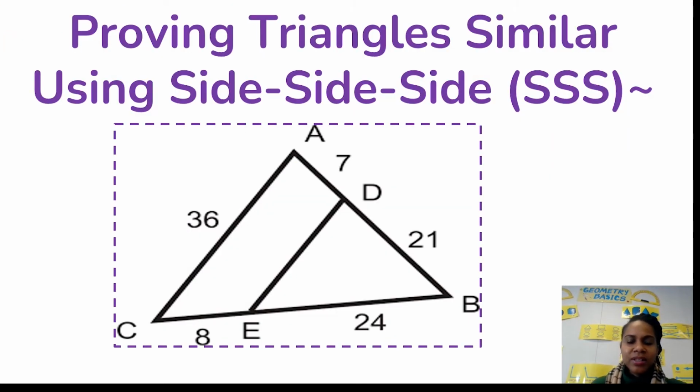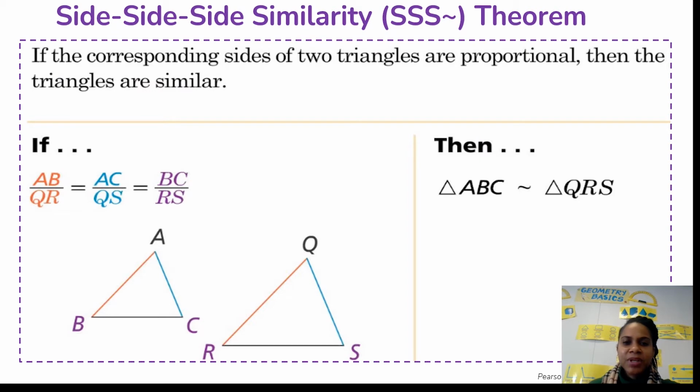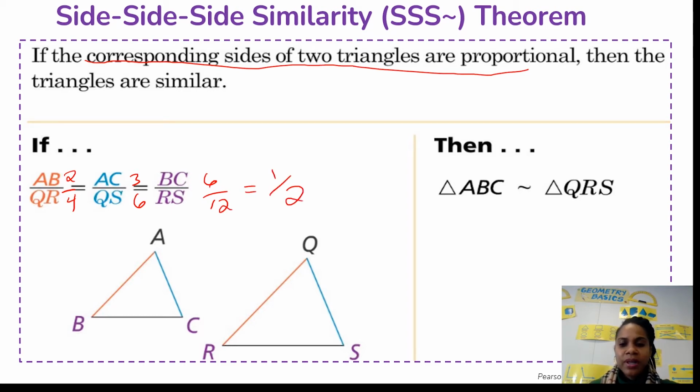All right, so let's take a look at using the side-side-side theorem to prove triangles similar. The side-side-side similarity theorem states that if the corresponding sides of two triangles are proportional, then the triangles are similar. So as an example, let's say each side here, this was 2 over 4, this was 3 over 6, and this was, let's say, 6 over 12. All of these sides reduce to 1/2, and so they're all similar, and that will make these two triangles proportional.